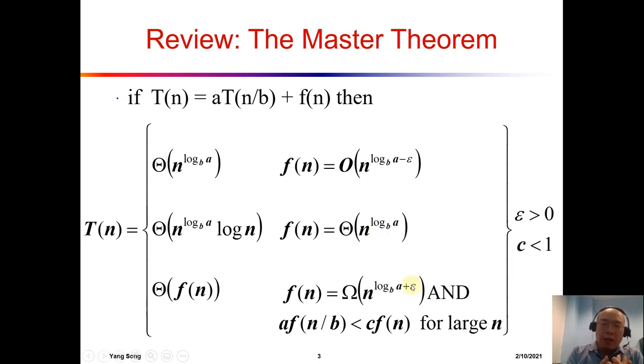For case 3, it will be a little bit tricky. After you see for the first part that f(n) is omega of n to the log base b of a, this means f(n) grows faster than n to the log base b of a, and after that you also have to prove one more part in order to really use case 3.